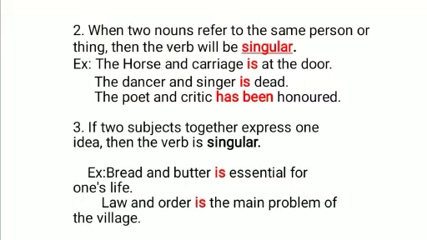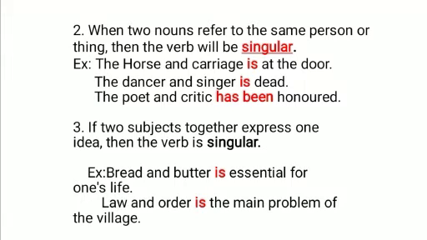Coming to the next. If two subjects together express one idea, then the verb is singular. This can also be included under the second rule itself. It means, if the two subjects joined together by a conjunction give us one idea, that means it gives one idea to our mind. We can also say these are word pairs which we use together and they refer to one thing. They give one idea to our mind.